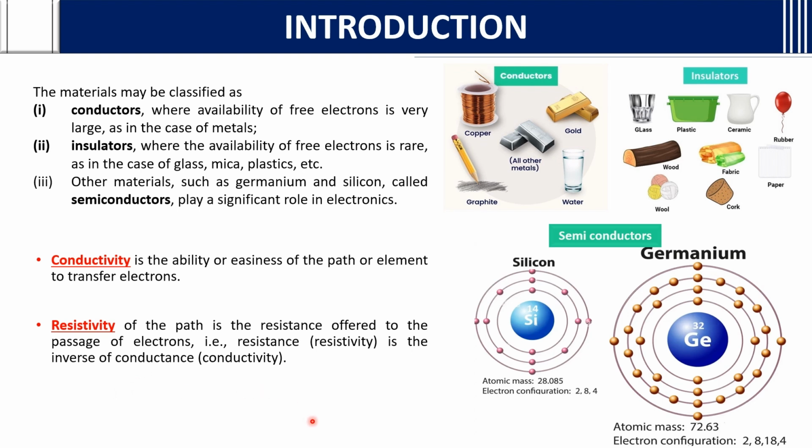Resistivity is the inverse of conductance. Nothing but if resistivity R is equal to, it is the inverse of conductivity. Conductivity is given by the notation sigma, like this.